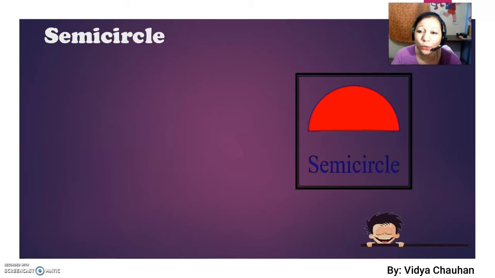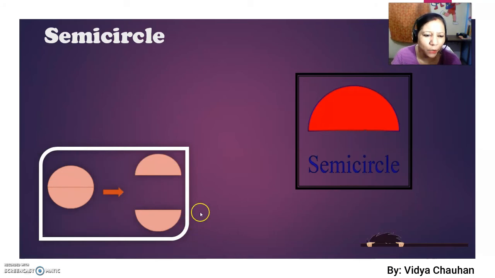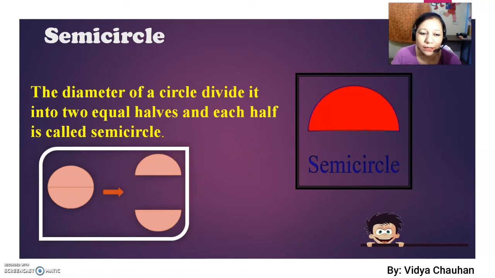Now moving forward with the next topic, and that is our semicircle. Let us discuss what a semicircle is. Here you can see it is half of a circle. A semicircle is the portion we get when we divide a circle into two halves. Suppose something is circular in shape, and if you cut it into two equal halves, the result you get is a semicircle. Hence the diameter of a circle divides it into two equal halves and each half is called a semicircle.